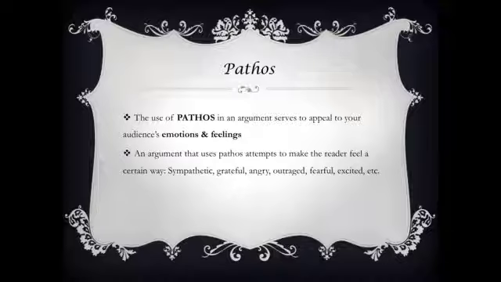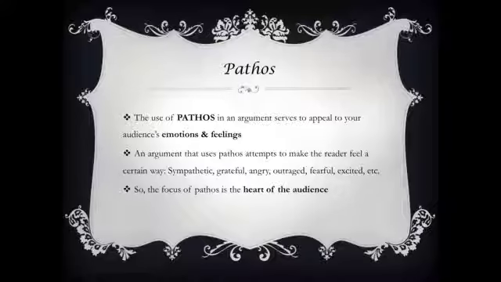So an argument that's using this strategy is attempting to make the reader feel a certain way. So an argument always wants you to do something or to believe something, but an argument that's using the strategy of pathos is trying to get you to act or to believe a certain way based on your feelings about something. So whether those feelings are sympathy, gratitude, anger, outrage, fear, excitement, etc. All of these might be classified under pathos. So the focus of pathos is the heart of the audience.